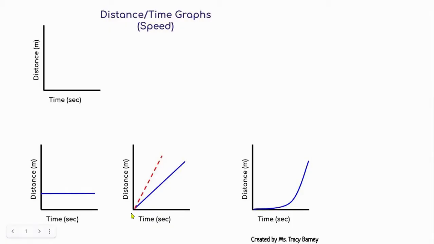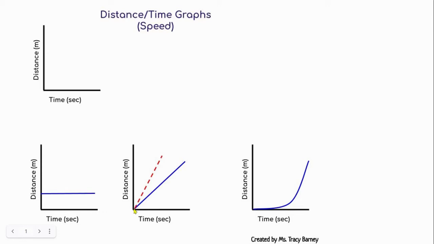Okay, so in this case here, you have two different scenarios. The dotted red line represents an object moving at a certain constant speed, and the blue line represents an object also moving at a constant speed. You can see that the steeper the line, the faster the speed, okay?